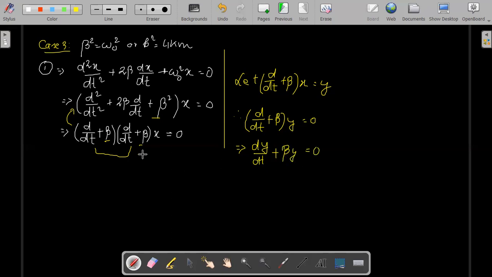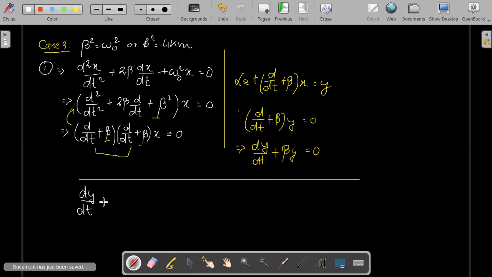Now solving this expression is kind of easy. I don't think it's very difficult, you can understand this very easily. Let's solve this expression. I can simply write dy divided by dt is equal to minus beta y, and then I can do a bit of cross multiplication. I can simply write dy divided by y is equal to minus beta dt.